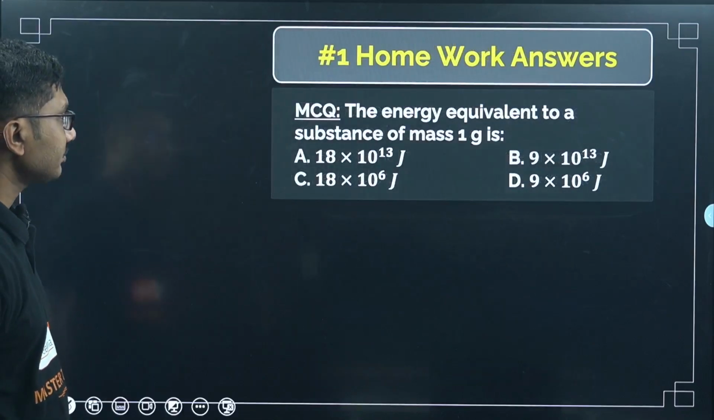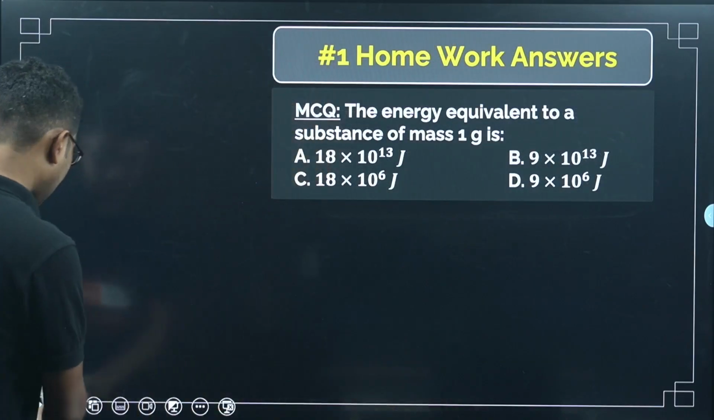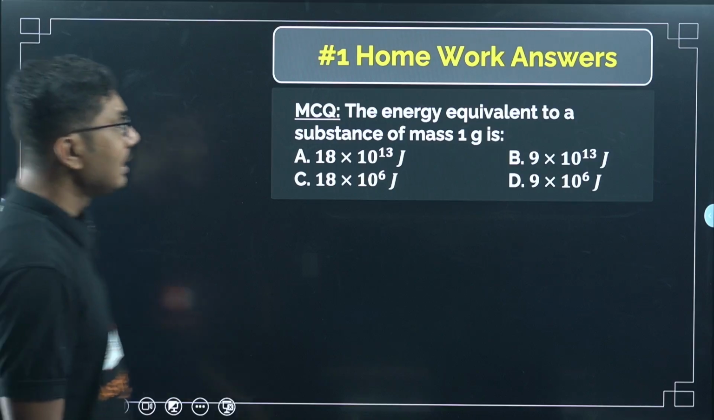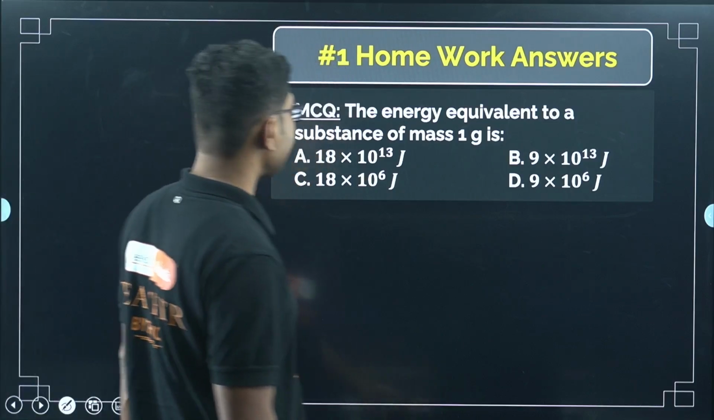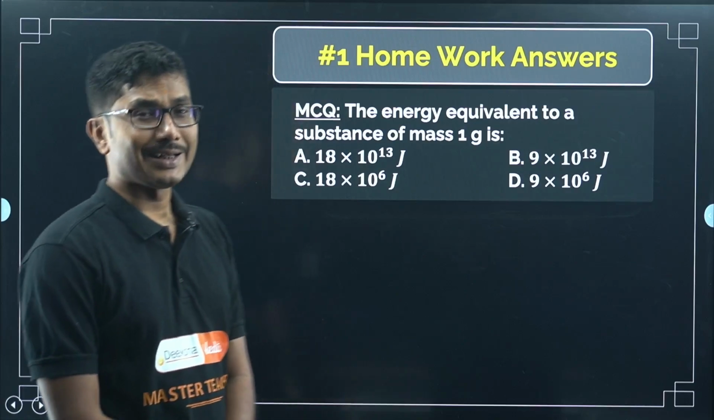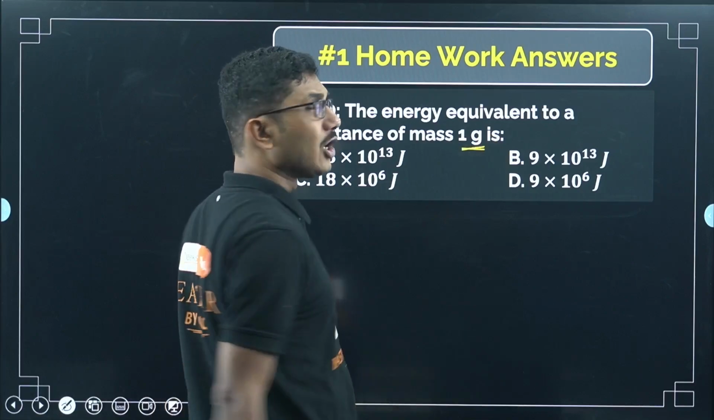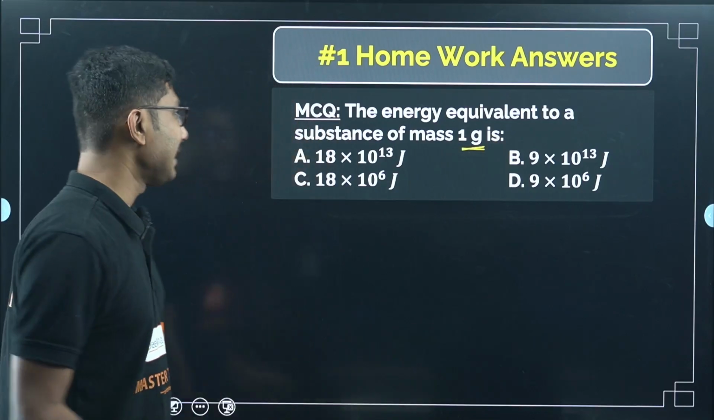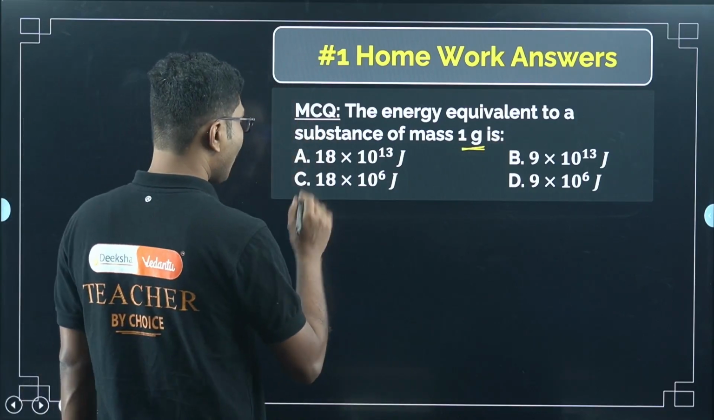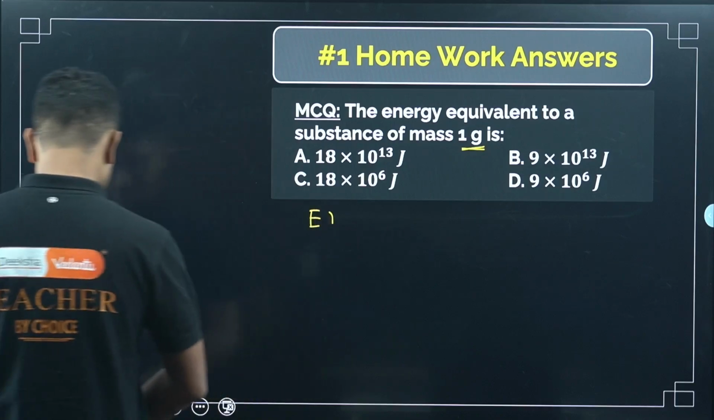Now let's solve yesterday's homework problems. The energy equivalent to a substance of mass 1 gram is. So they have asked you to find the energy equivalent. If you destroy 1 gram of mass, how much energy will you get? That is the energy equivalent. Now to solve this, what equation will we use? Obviously we will use E equals mc squared.